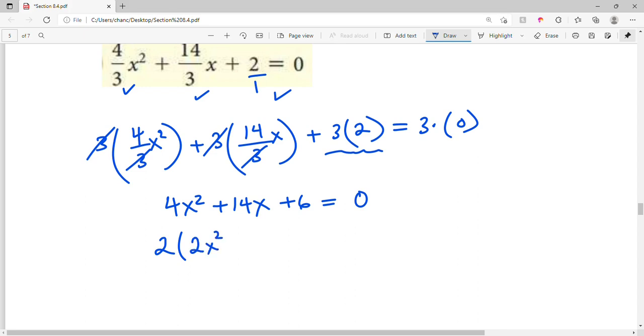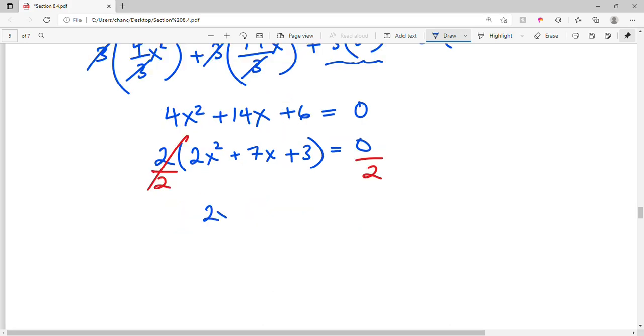And so that leaves me with 2x squared plus 2 times 7x gives us 14x. 2 times 3 gives us 6. And so this is factored. I can get rid of the 2 by dividing both sides by 2 just to simplify our equation. This leaves us with 2x squared plus 7x plus 3 equals 0.